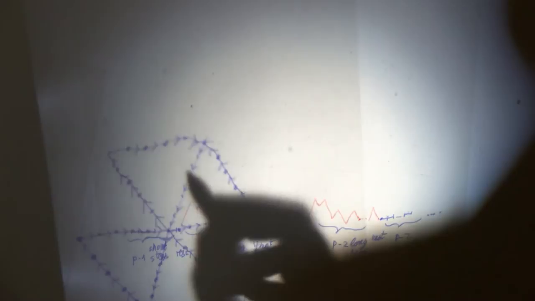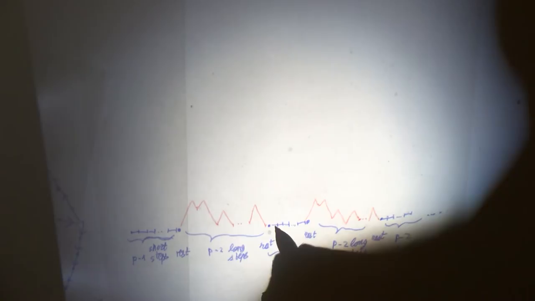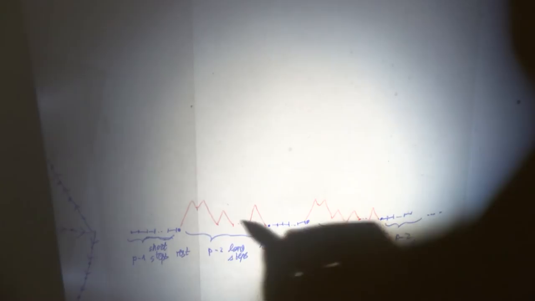After you took p minus two of them, one rule is that you're never allowed to end up in a corner point. These corner points are always forbidden. So after you took p minus two long steps, if you want to do another p minus one steps, you will end up in a corner point, which is not allowed. So then instead you will do some short steps, p minus two short steps, and then you rest, and then you repeat. You do p minus two long steps, again rest. The long steps again have distance p minus one, and then rest, and then p minus two short steps, and this goes on forever.